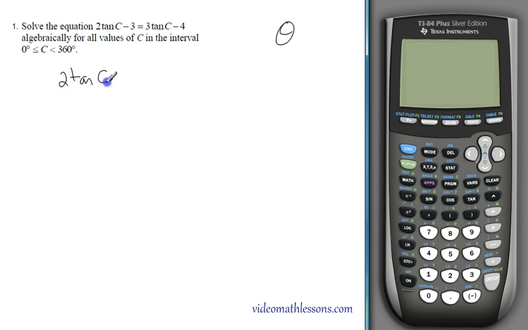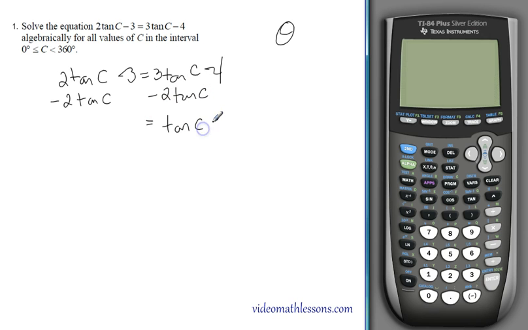So 2 tan c minus 3 equals 3 tan c minus 4. So what we have to do is get all the tangents to one side and all the regular numbers to the other. So I'm going to subtract 2 tan c from both sides. So this gives me tan c minus 4 on the right and a negative 3 on the left. I'm going to add 4 to both sides. So I get 1 equals tan c.